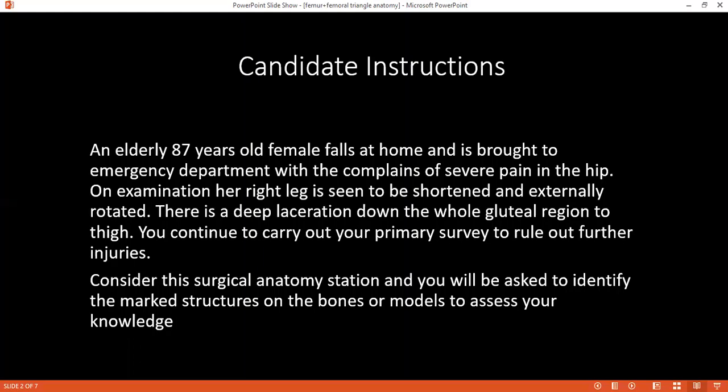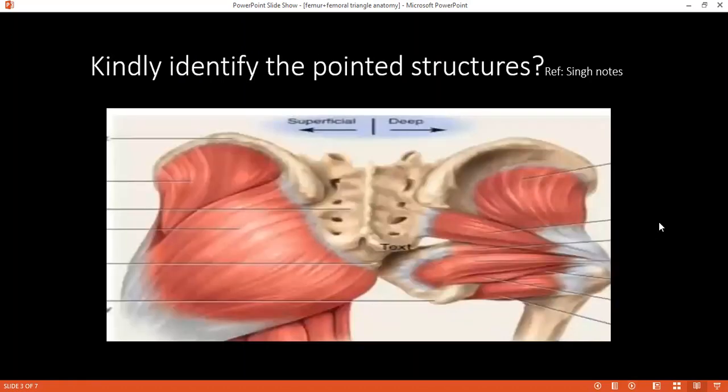Right. So if you have read and understood considering its surgical anatomy station, kindly tell me, what are you looking at? Which region is it? I'm looking at the bones of the pelvic region, the sacrum, hip bones, and the upper part of the femur, along with the muscles, superficial and deep muscles.